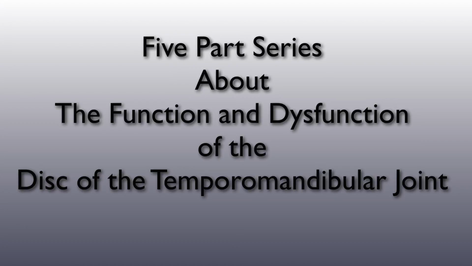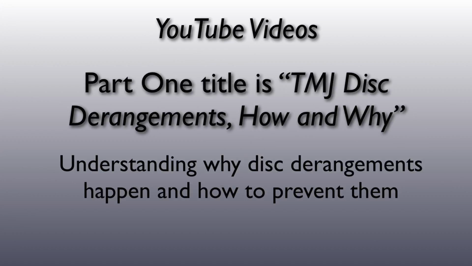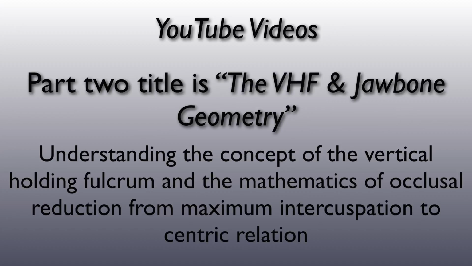This is the third video in a 5-part series on the function and dysfunction of the disc of the temporomandibular joint. The first video can be found by doing a title search on TMJ disc derangements, how and why. It is about understanding why disc derangements happen and how to prevent them. The second video can be found under the title of the VHF and jawbone geometry.